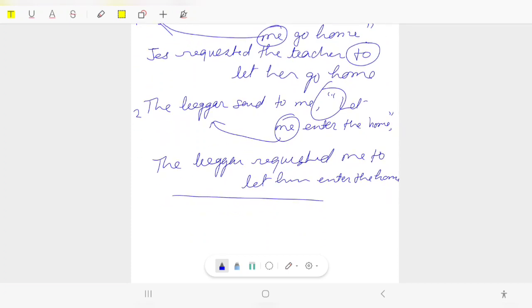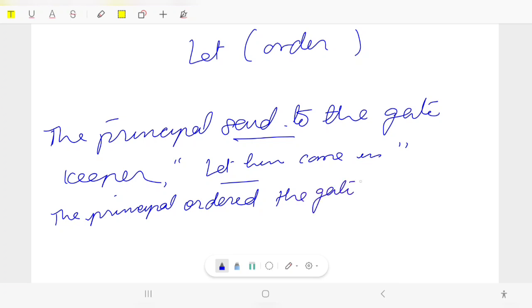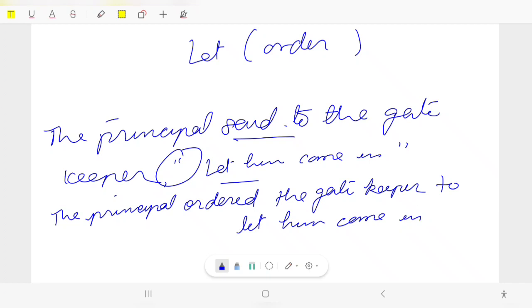And if let is used in order, then how do we change? Let's have a look at next example. The principal said to the gatekeeper, let him come in. It's an order, so how will we change? The principal said to will change into ordered the gatekeeper. It's an order, imperative sentence. So join with to let him come in. Like this we change from direct to indirect.